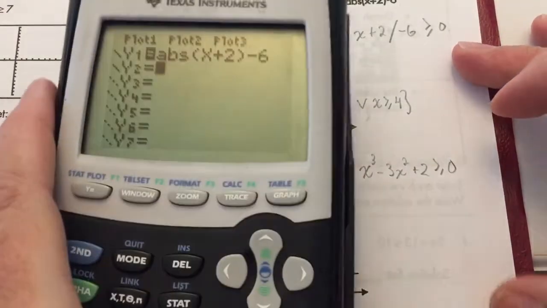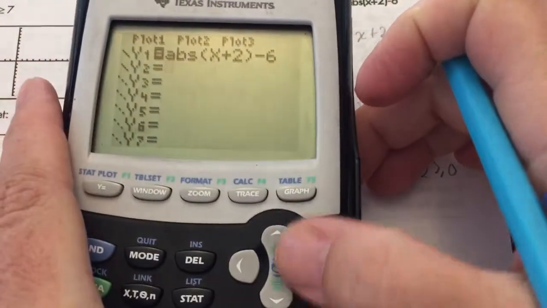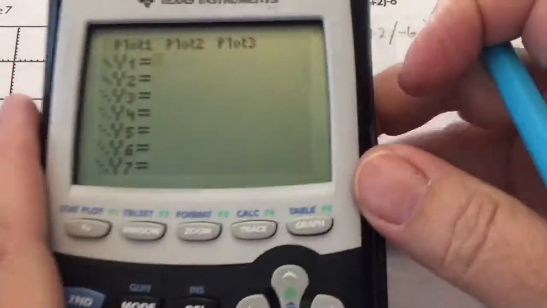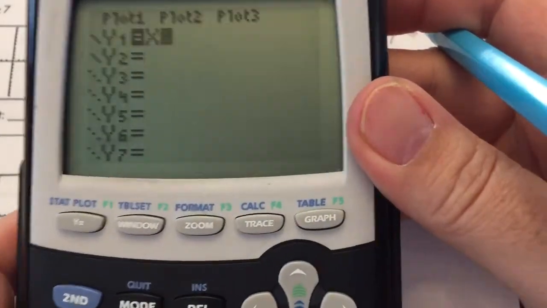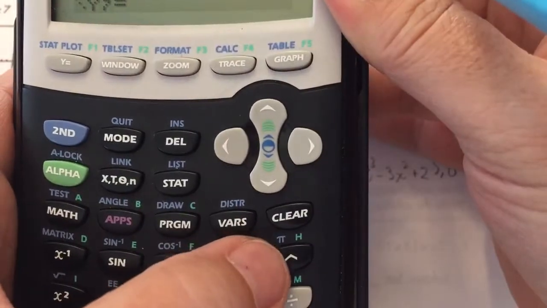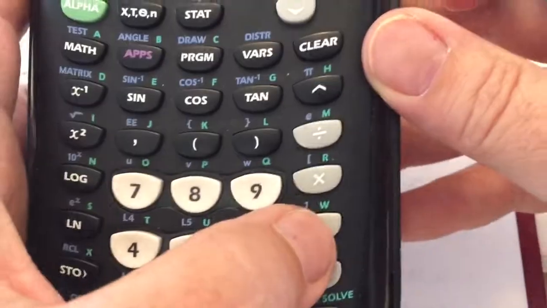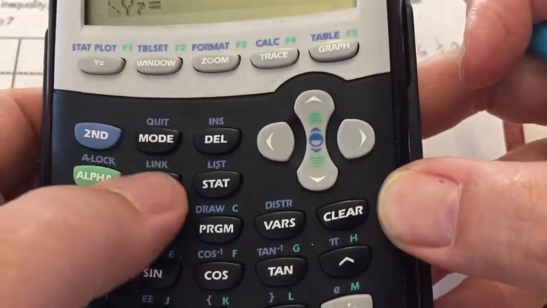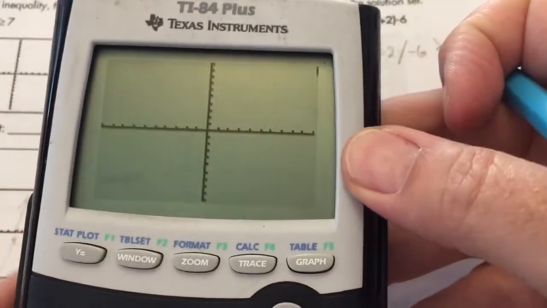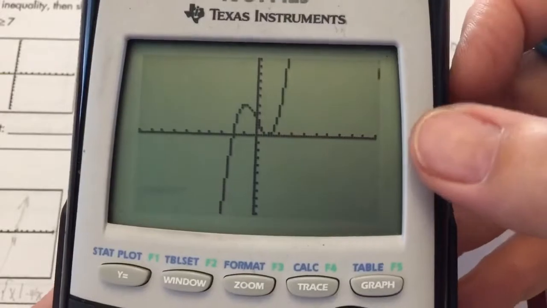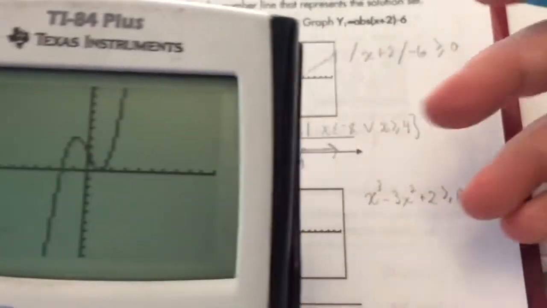So I'm going to clear this function, go up there and clear, and put in x. Now, to get the exponent, use this caret to the 3rd power. There's x to the 3rd power, minus 3x plus 2. Okay, and we'll graph that. Beautiful. Okay, so let's see what happens here.